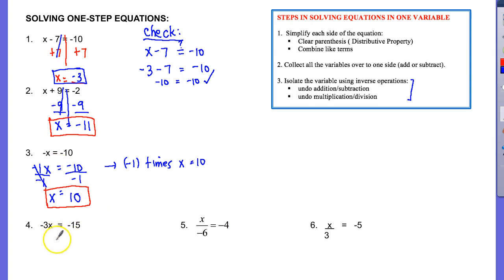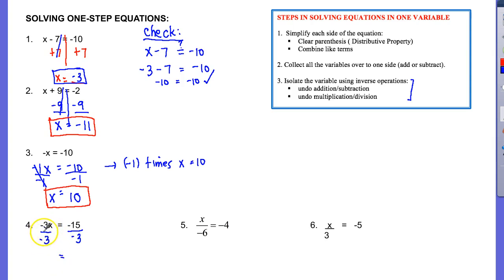Okay, moving on. Problem number 4, negative 3x. Remember, when there's no operation in between the coefficient and the variable, that's multiplication. This means negative 3 times x. If you want to get rid of negative 3, so you will have x by itself, you will divide both sides by negative 3 because I'm doing inverse operations. That's right, inverse operations. That's your best friend.